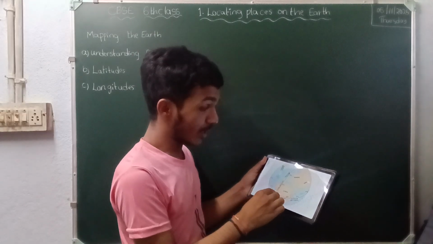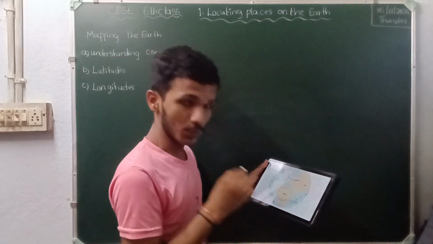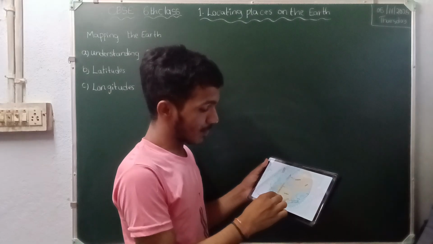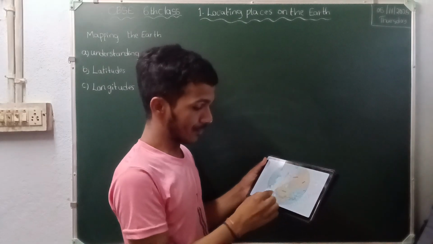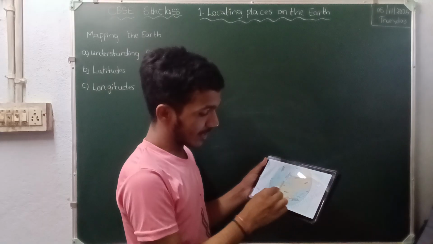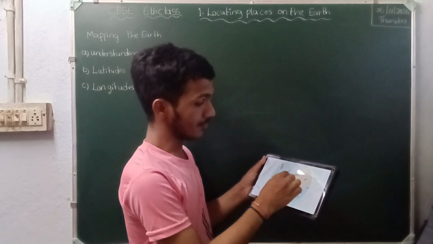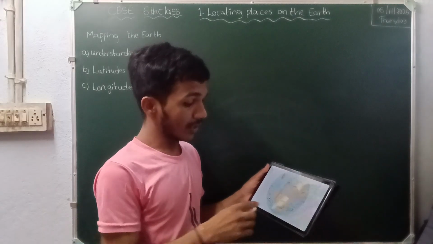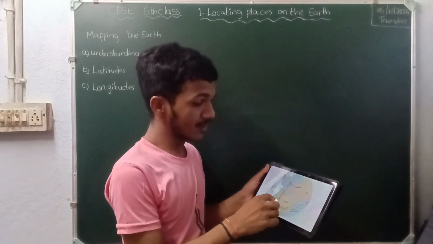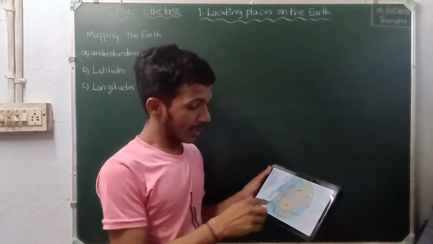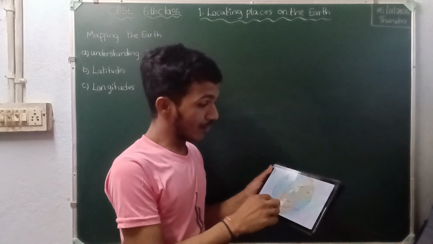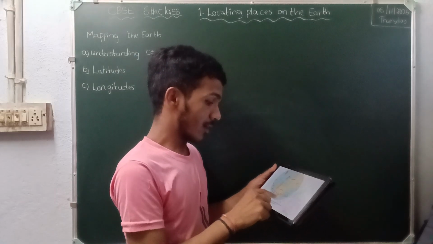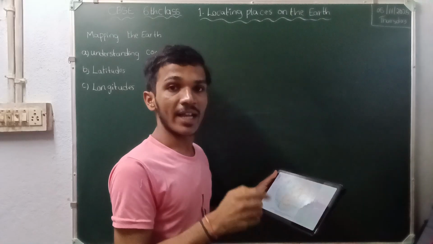If a person moves towards the North Pole or the South Pole, the distance increases. If we draw imaginary lines like this, these are called latitudes. They are measured in degrees. If we move to the top or bottom, again we consider the difference.